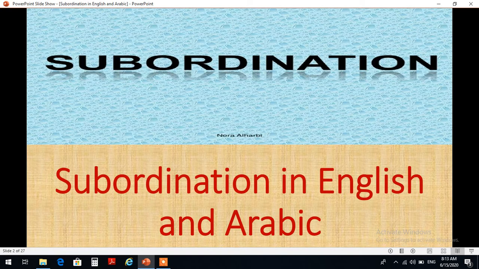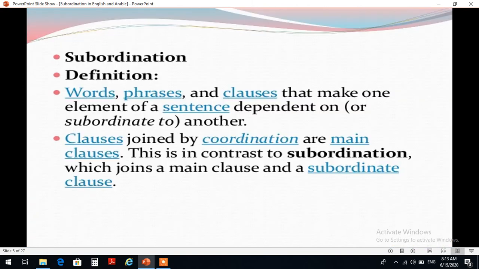Today we are going to study subordination in English and Arabic clauses، أو علاقة الترابط التبعية في اللغتين الإنجليزية والعربية. Now, first of all, we have to define what is subordination. So, we can give this simple definition: words, phrases, and clauses that make one element of a sentence dependent on or subordinate to another.